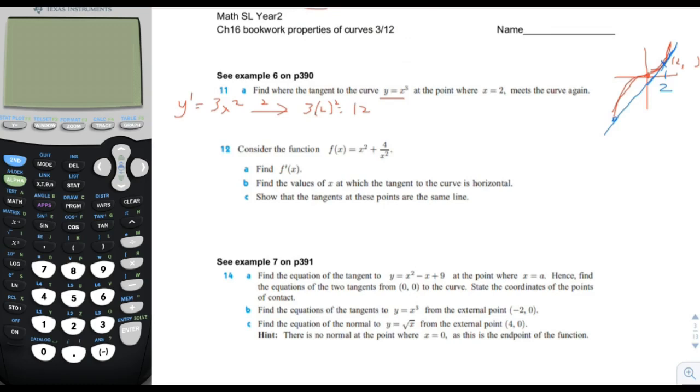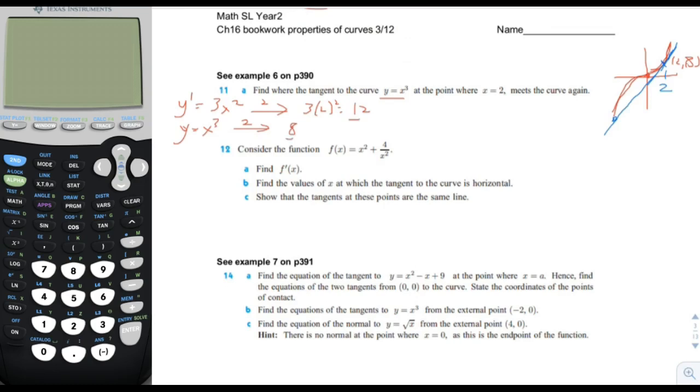What point does it go through? To find out which point it goes through, we can use the y equals x cubed equation, and we plug in 2 again, and this time we're going to get the y value, which is going to be 8. 2 cubed is 8. So the point here is 2 comma 8. So it goes through 2 comma 8, and it has slope 12.